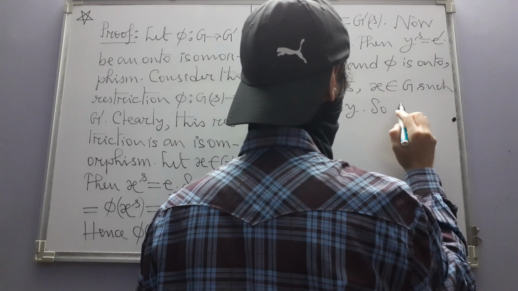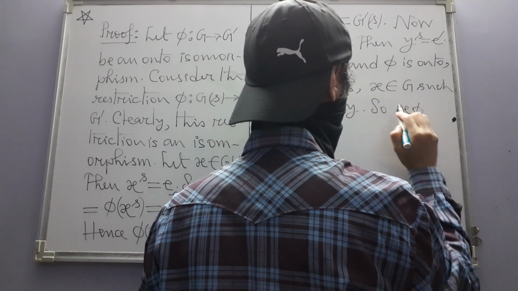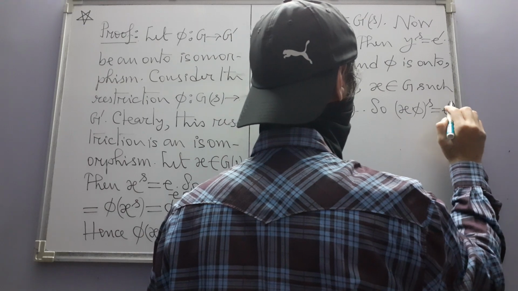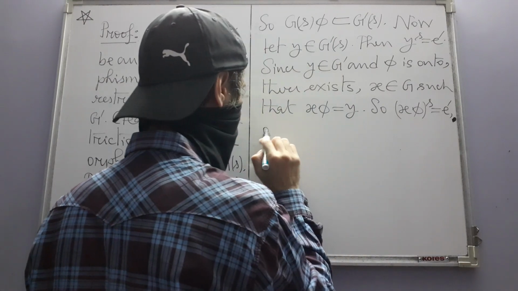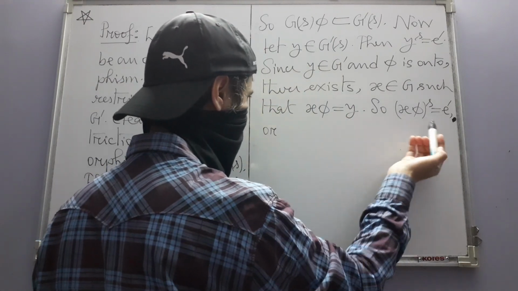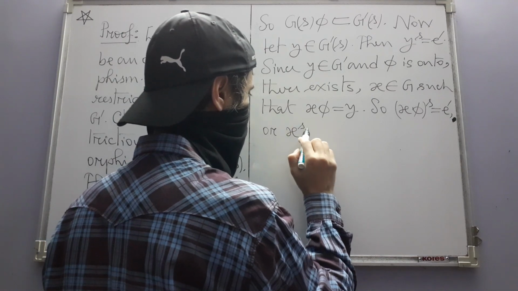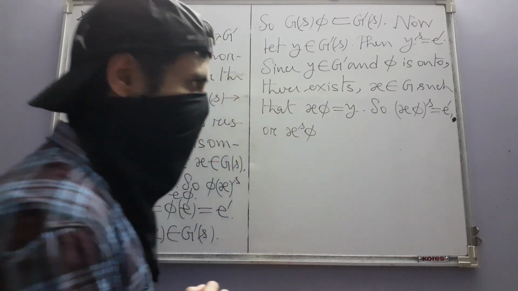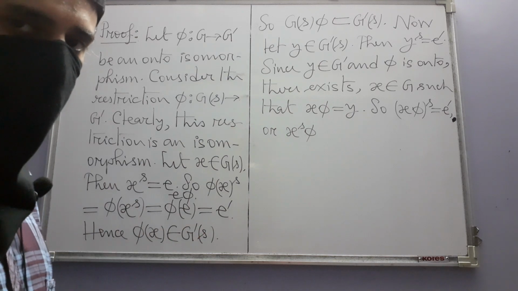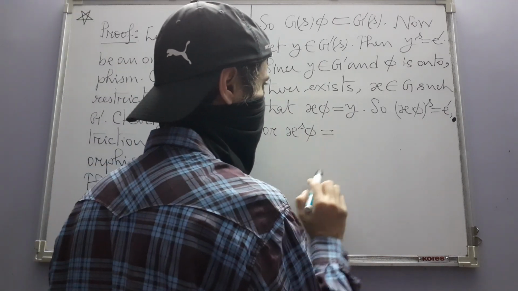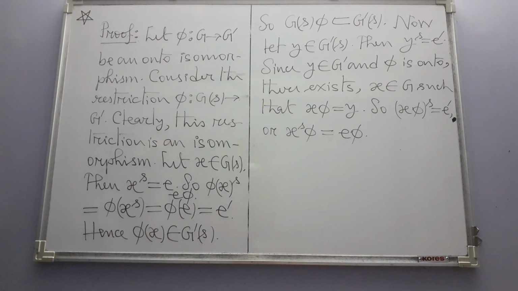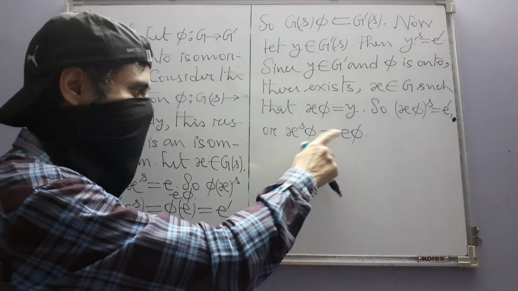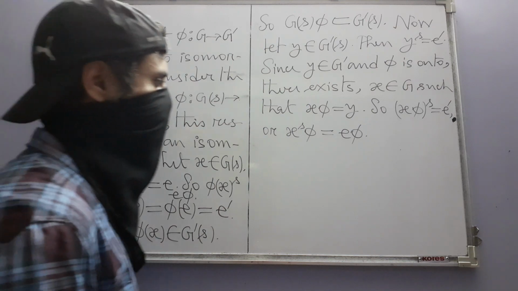So, x phi to the power s is equal to e prime, or because phi is after all a homomorphism, that's why the s goes inside, and e prime we already know is e phi. Alright, what will you do now? Now you use the fact that phi is 1 to 1, it's injective.